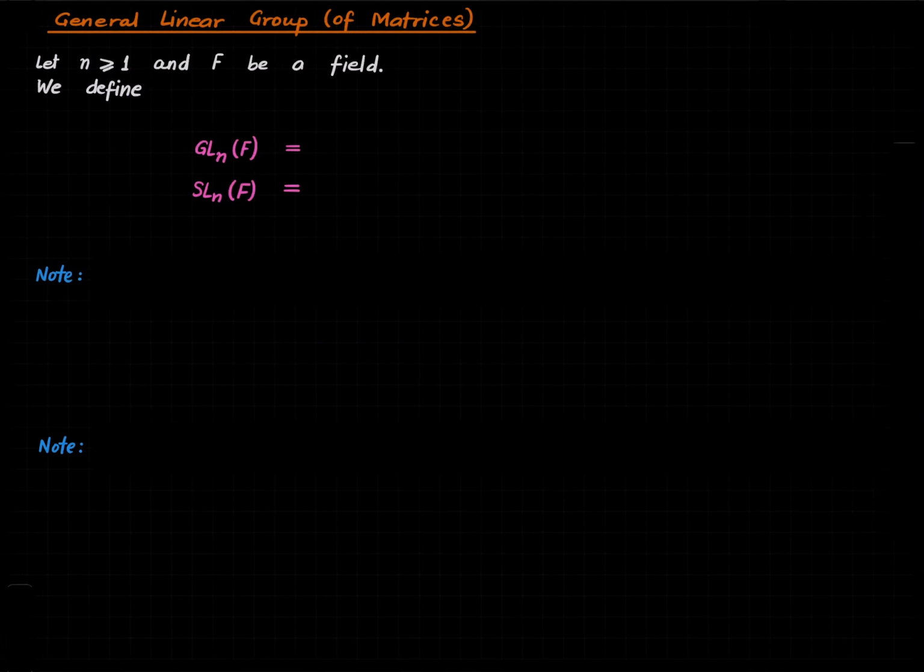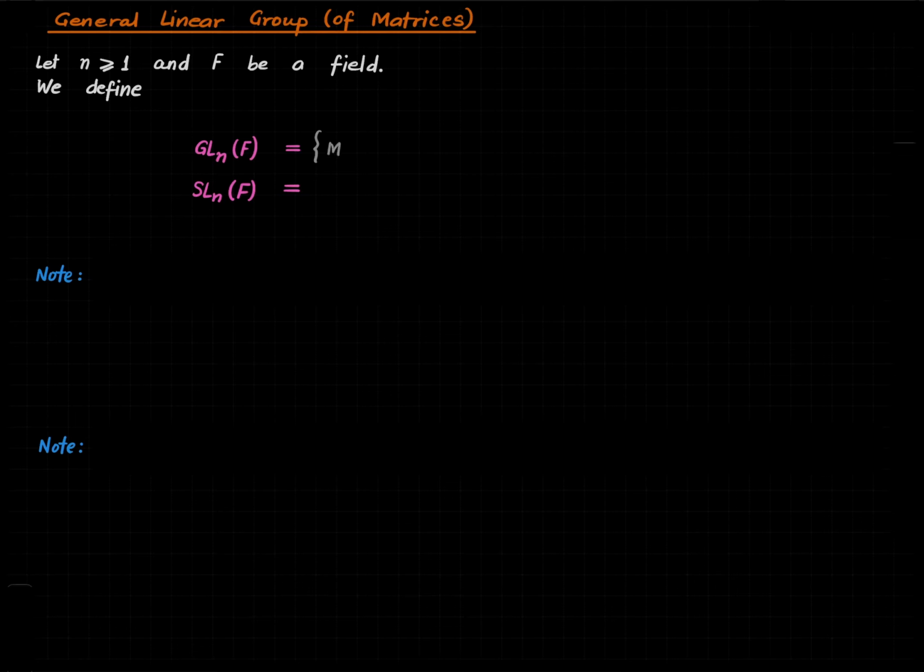So the general linear group of matrices we are going to define. Fix any natural number n and the field F. Then define the general linear group, or for the moment, let us not call it a group because we have to prove that it is a group. So what is this set? This set is the set of all the n cross n invertible matrices.